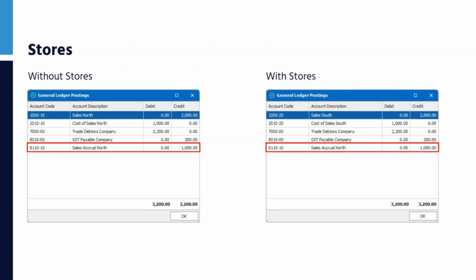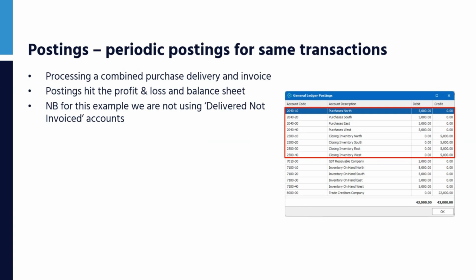And just to show you what would happen with stores there. Without stores, if I'm in the south location, but I'm selling some product from the north location, it would hit my sales north account and cost of sales north account. But with stores, it would hit my sales south and cost of sales south. But you'll see it still comes out from the goods delivered, not invoiced account for the north, because that's where the actual stock is living at that point in time. So my stock still gets reduced accordingly there. So that's just a little example to round that out.